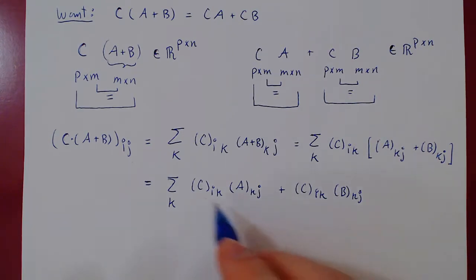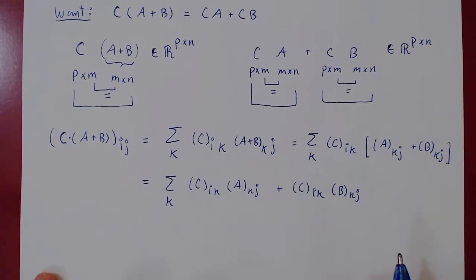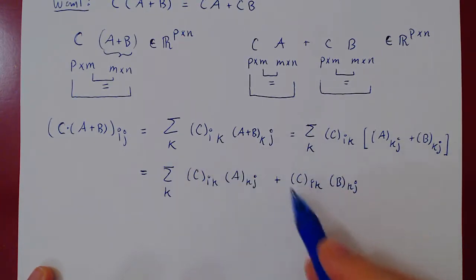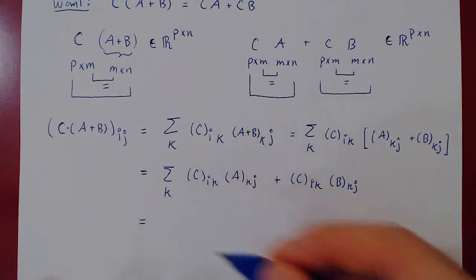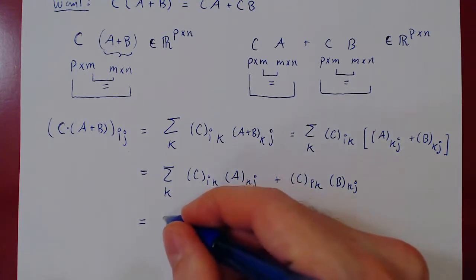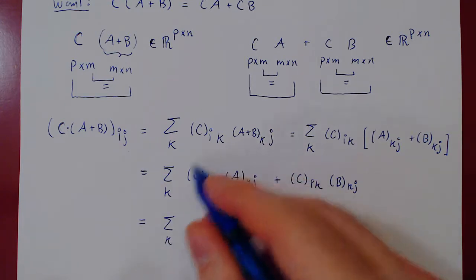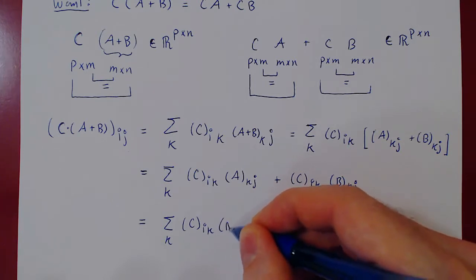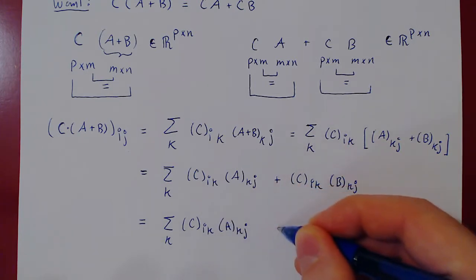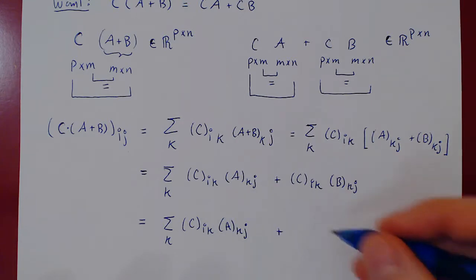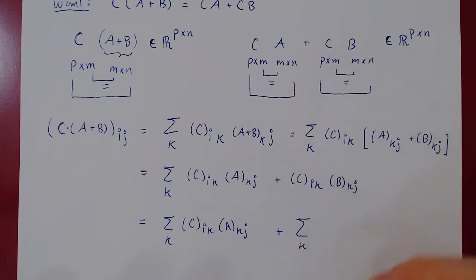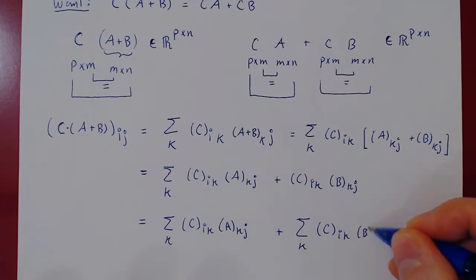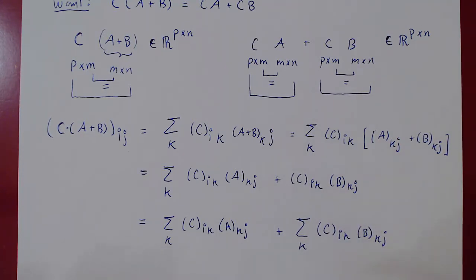Well, if we're summing all these terms, we can sum the terms in any order that we choose. So we can sum all of these and then sum all of these. So we can split up our summation into two summations. So let's sum first all of these terms together. So C_ik A_kj, and then we'll add all the leftover terms, C_ik B_kj. But here's where it's interesting.